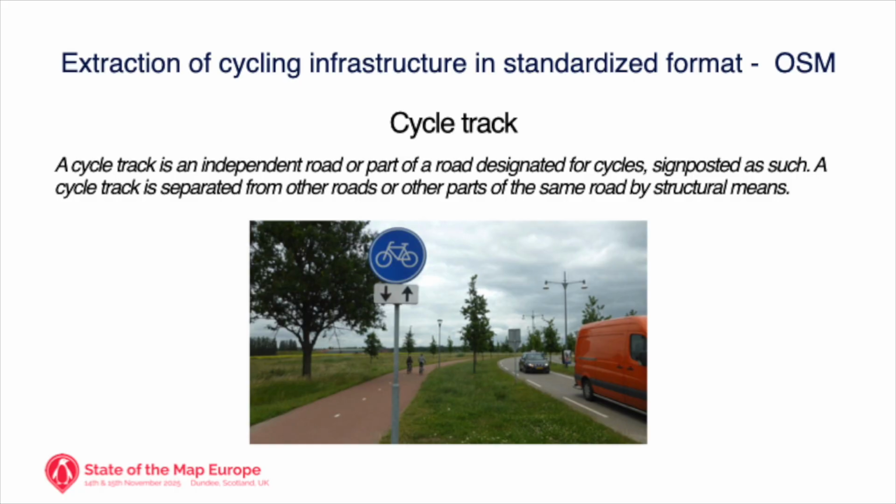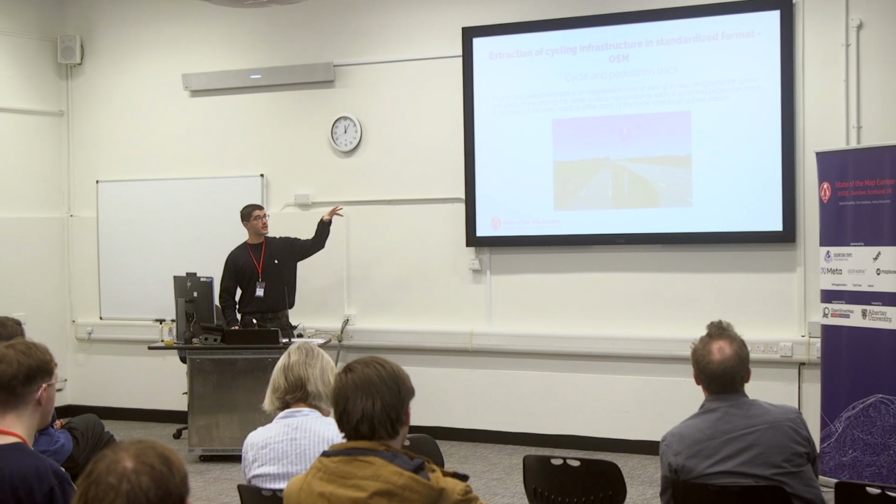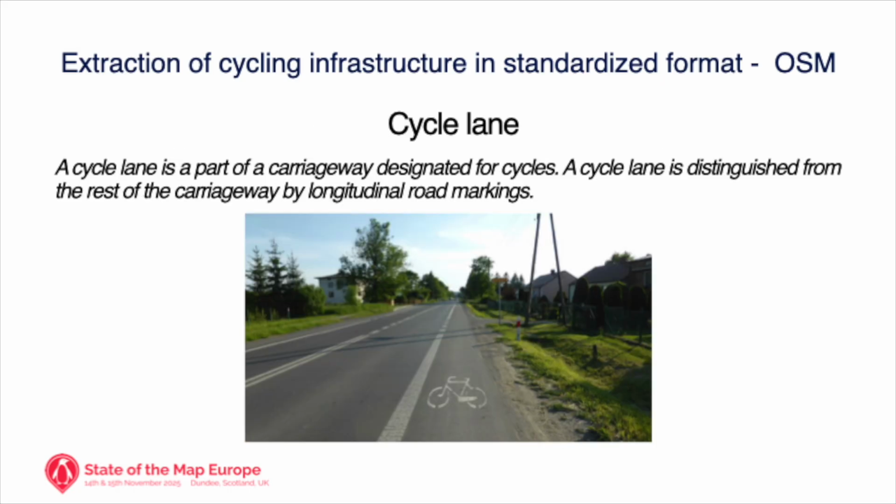After the name, it is the official definition of every different infrastructure type. But in order to help you, the cycle track is a segregated part of the road where only cyclists can ride. Then we have the cycle and pedestrian track, where we have also the cyclists and the pedestrians together. Then we have the cycling track and the cycle and pedestrian tracks are physically segregated. Then we have the cycle lanes where it's also segregated, but it's not physical. It's only with lane markings on a part of the road.